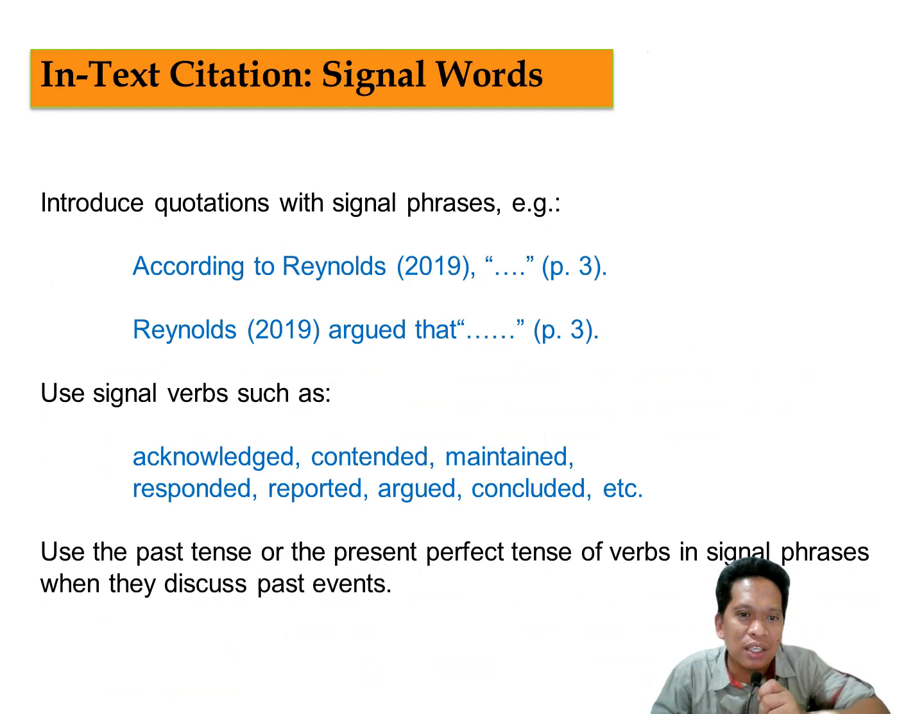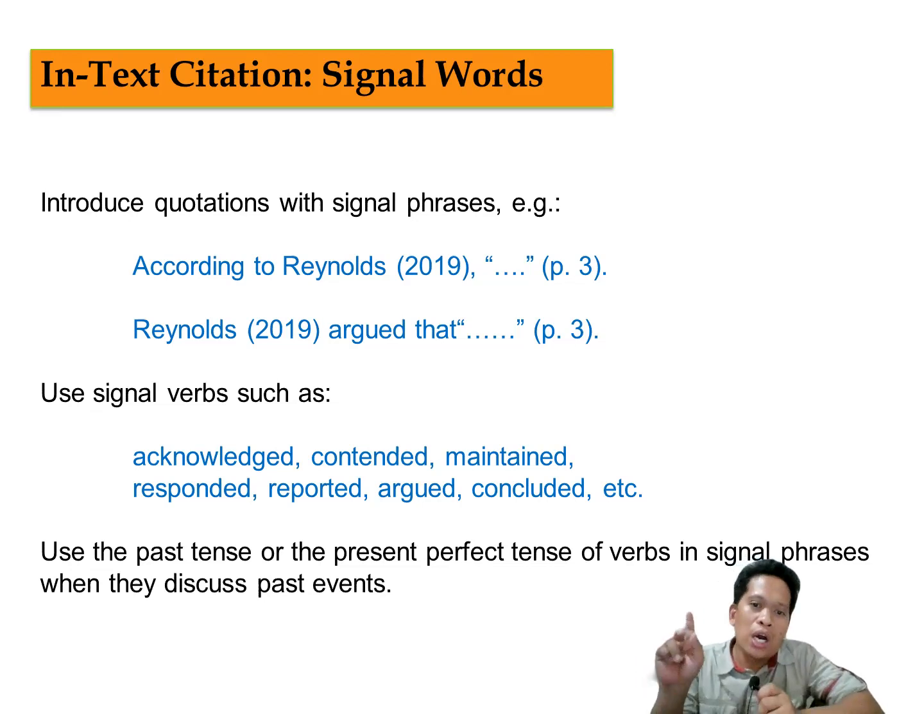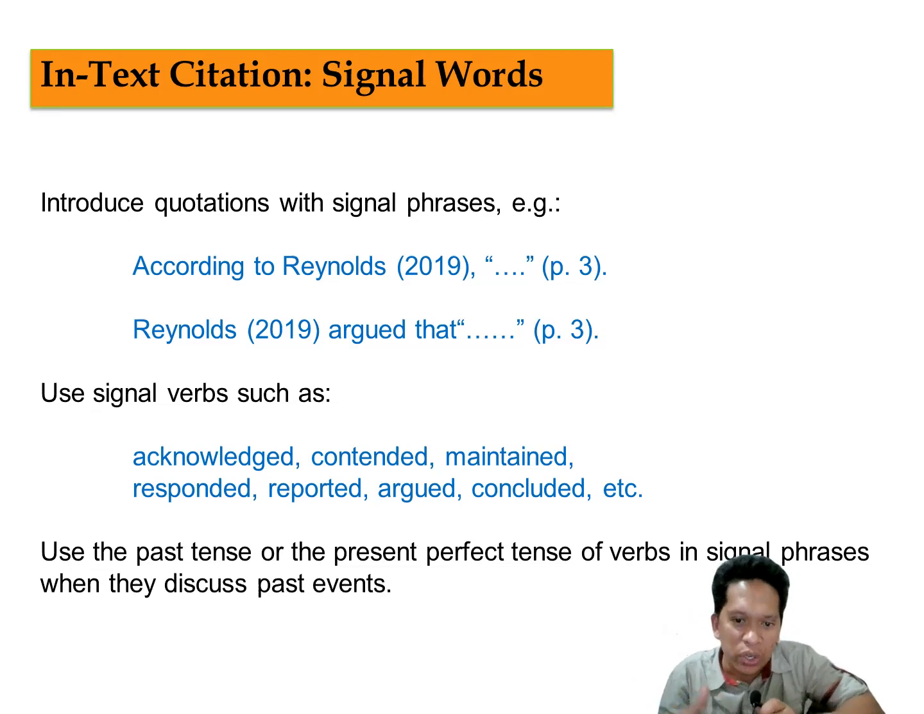Now, in-text citation, signal phrases. Introduce quotations with signal phrases. There are words that will help you to introduce that you are making quotations. For example, according to, Reynolds argued that. Remember this term, argued that, or according to. Now, use signal verbs such as acknowledged, contended, maintained, responded, reported, argued, concluded, etc.